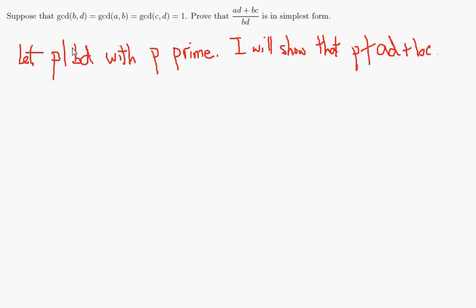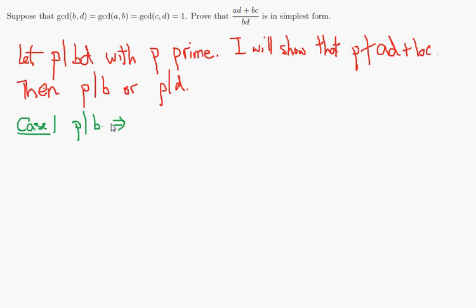Okay, so let p divide b times d. Then from a theorem that we proved in class, p divides b, or p divides d. If a prime divides a product, then the prime must divide one of the two factors. Okay, so let's take this one at a time. Case 1. p divides b implies, if p divides b, then that means that p must divide the second term of the numerator, b times c.